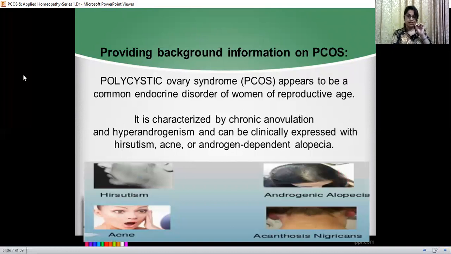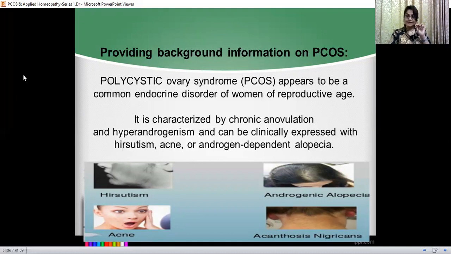Let's see the background information on polycystic ovarian syndrome. PCOS appears to be a common endocrine disorder of women of reproductive age. It is characterized by chronic anovulation and hyperandrogenism and can be clinically expressed with hirsutism, acne, or androgen-dependent alopecia. So what are the manifestations of PCOS? First is chronic anovulation. In an ovulation study or follicular study, when you see the report, you cannot see proper ovulation. Then hyperandrogenism. Now, what is hyperandrogenism?